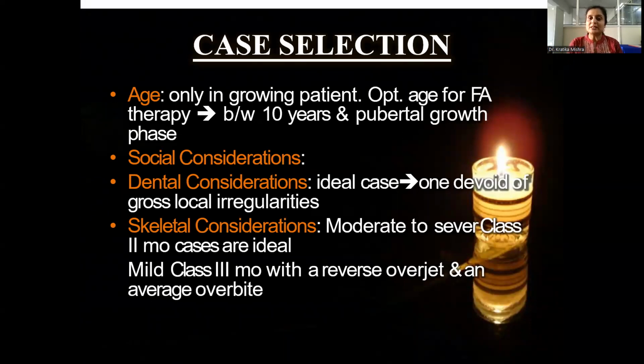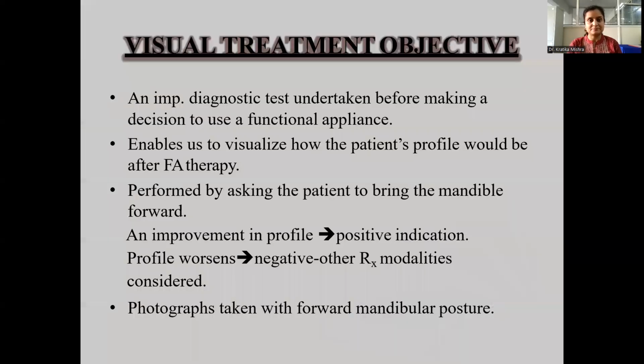Age: it is usually done in growing patients. The optimal age for functional appliance therapy is between 10 years and the pubertal growth phase. The dental considerations: there should be an absence of gross irregularities. Then skeletal considerations: moderate to severe class 2 malocclusion cases are ideal, as well as mild class 3 malocclusion with reverse overjet and average overbite.